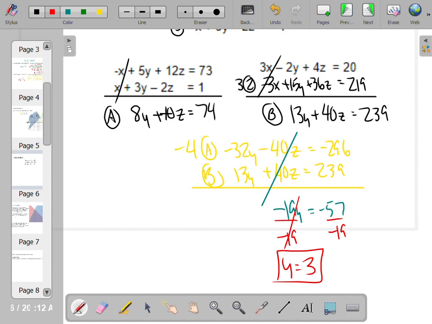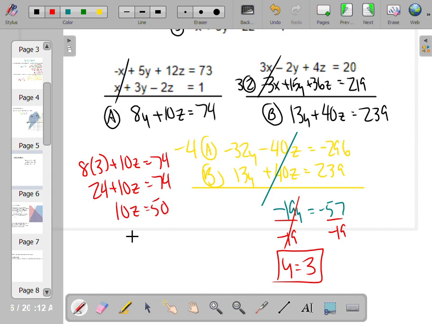We just got to work back up now. So if I plug that in, what looks easy? That looks easy. 8 times 3 plus 10z equals 74. 24 plus 10z equals 74. Subtract 24 on both sides. 74 minus 24 is 50. And then divide by 10. Z equals 5. Okay, we got two of them.